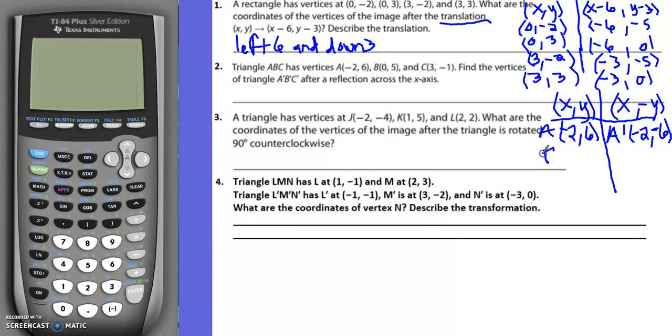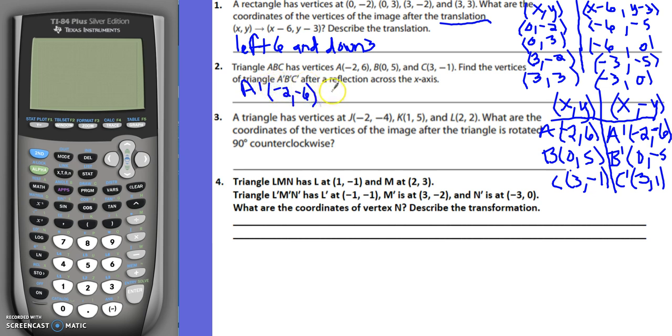Alright, B is (0, 5). So B prime is going to be (0, -5). C is going to be (3, -1). C prime is going to be (3, 1). All right. So if we write that, this is a reflection. A prime is (-2, -6). B prime is (0, -5). C prime is (3, 1).